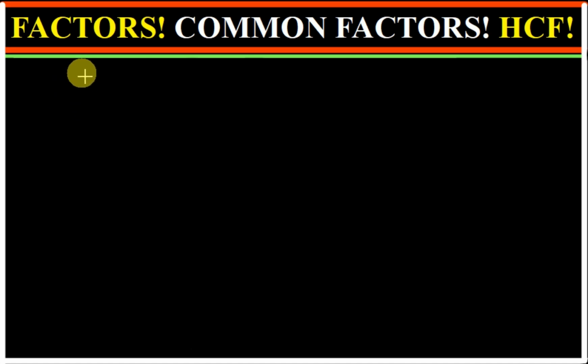So today in this video we are going to discuss factors, common factors and highest common factor, HCF. So let's see first what we mean by factors. Factors of any given number means the numbers which can divide the given number. That is what the factors are. Or in other words, we can say the numbers which come in the given number's table are the factors of the given number. So let's see one example first.